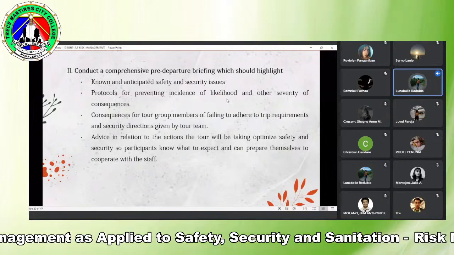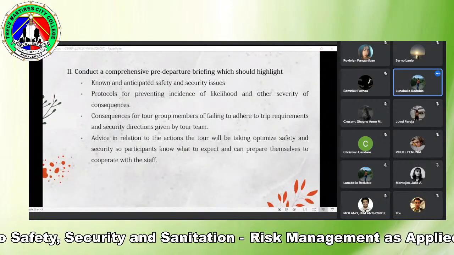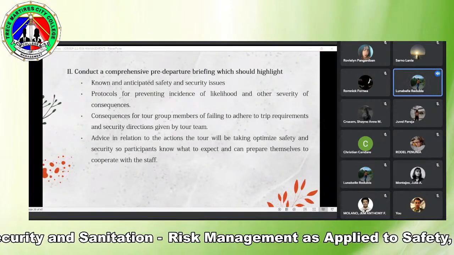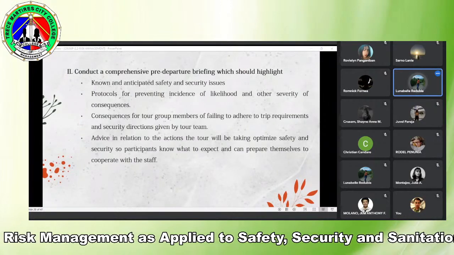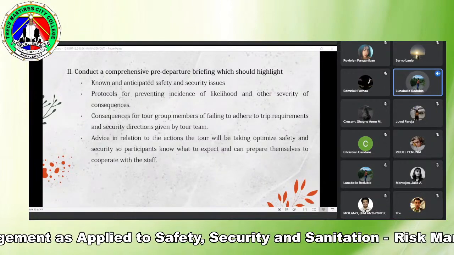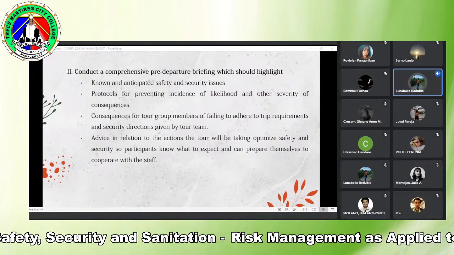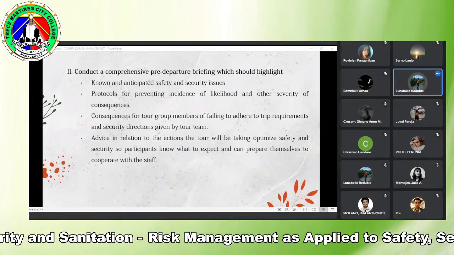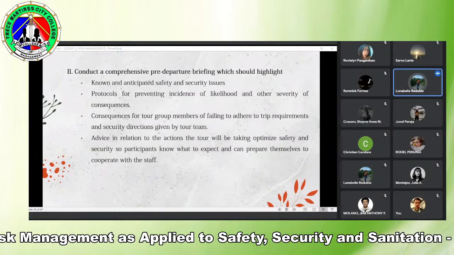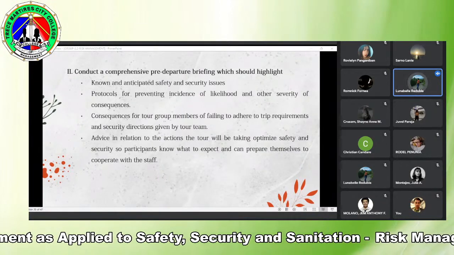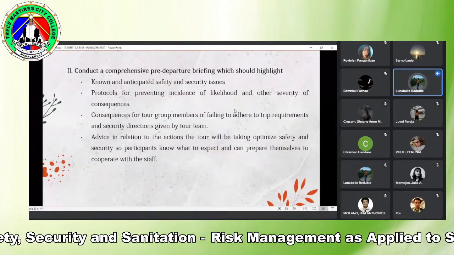Protocols for preventing incidents, their likelihood, and the severity of the consequences. Ano-ano ba yung mga kailangan natin gawin to prevent a possible accident, para maiwasan yung isang bagay na maaaring mangyari? Tulad ng sinabi ko kanina, pwede tayong mag-research about sa lugar na pupuntahan natin and kung ano yung mga nangyari na accidents dun sa lugar, and we can research kung paano natin siya mape-prevent. Doon na po tayo gagawa ng mga plans or protocols preventing that incident na mangyari po ulit.